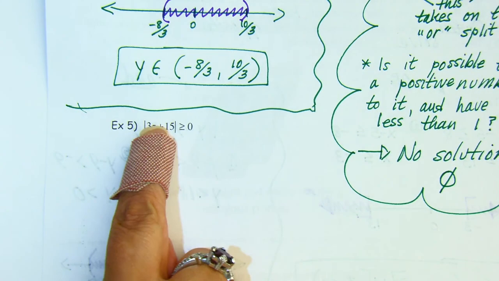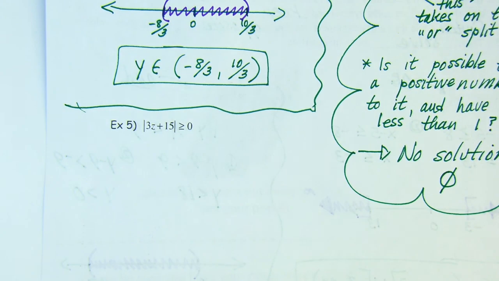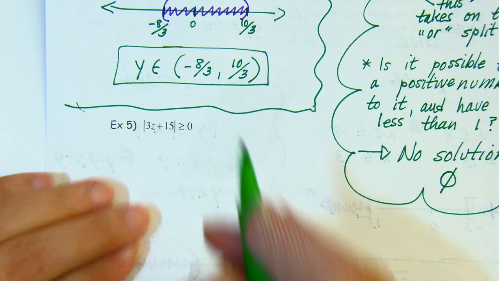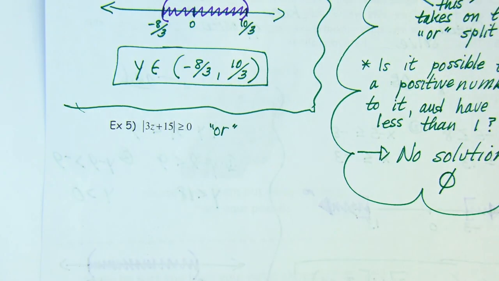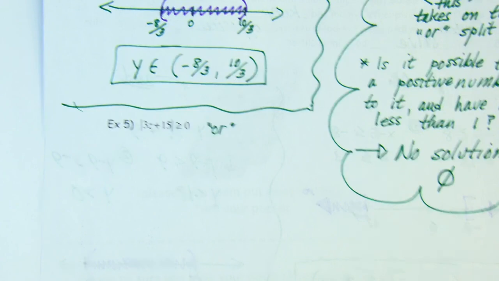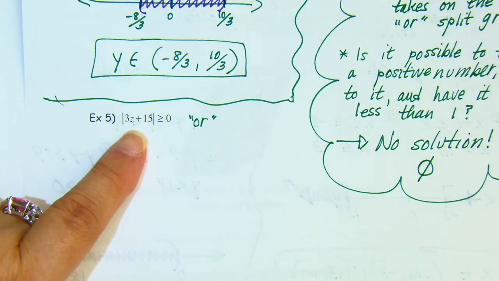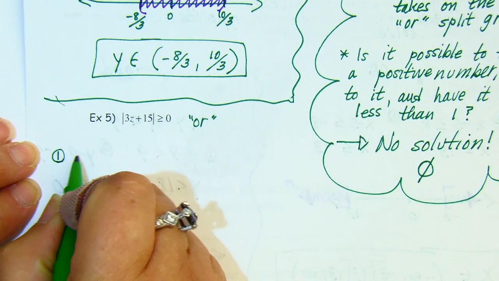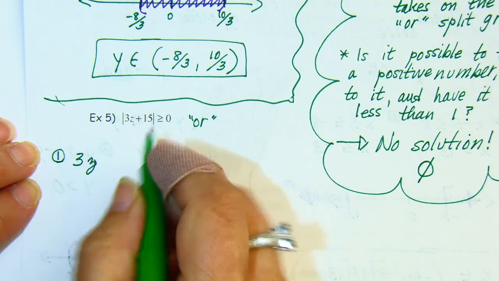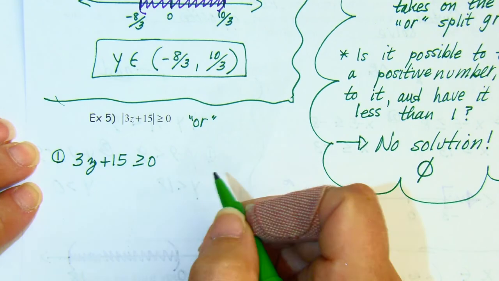Can a positive be greater than or equal to 0? Sure, it could. This is an OR. I'm expecting a split graph, shading to the left or shading to the right. I guess I'll keep the green color. The absolute value expression is already isolated, so set up 2 cases. Case 1: 3 times z plus 15 greater than or equal to 0.